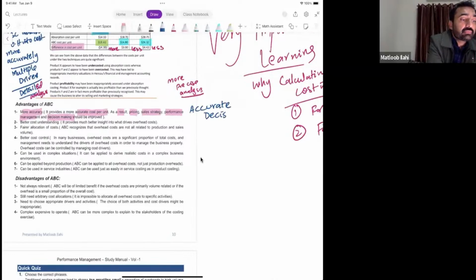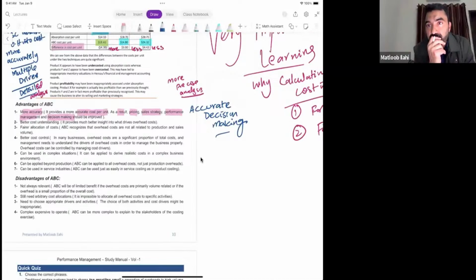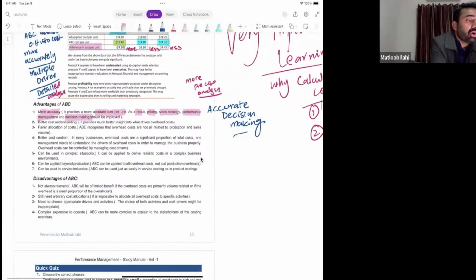Because of accurate costs, you can say that ABC offers accurate decision making. Okay. All right. And number two, better cost understanding. How is it possible? Because detailed analysis of cost would offer better understanding of cost, better knowledge about the cost.